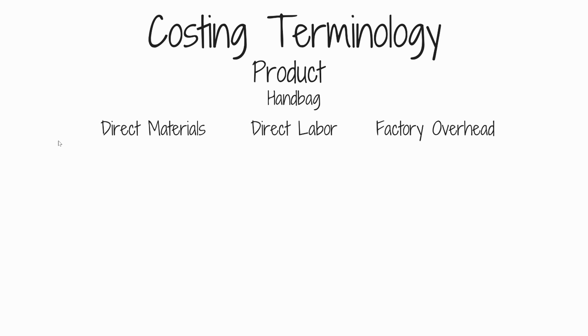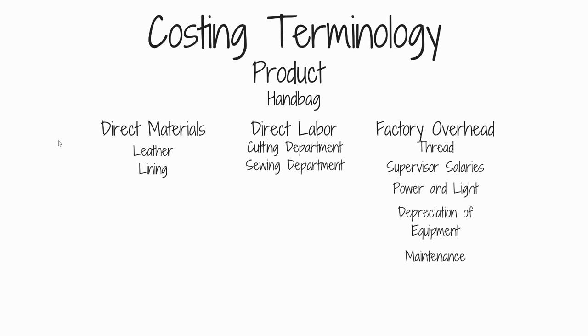Now let's consider a product, a handbag, for example. And we can look at the costing terminology related to making handbags. Direct materials would be things like leather and the lining for the handbag. The direct labor could be the cutting department and the sewing department, the employees that work within those departments and touch the direct materials to make the product.